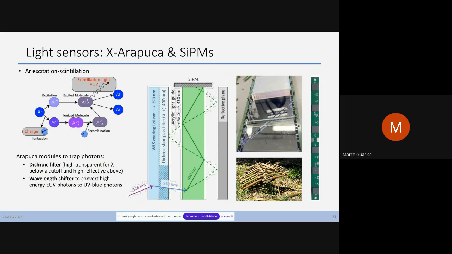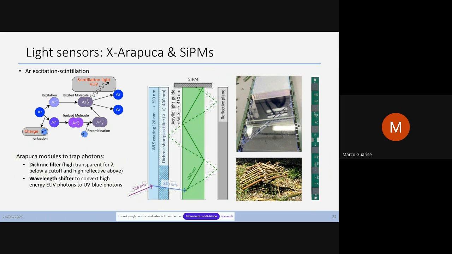So we cannot instrument all the chamber with light sensors. And so colleagues from Brazil developed these devices, which are called X-Arapuca. Arapuca is the trap for birds that they use in Brazil, in the Amazonia region. And this Arapuca acts as a light trap.